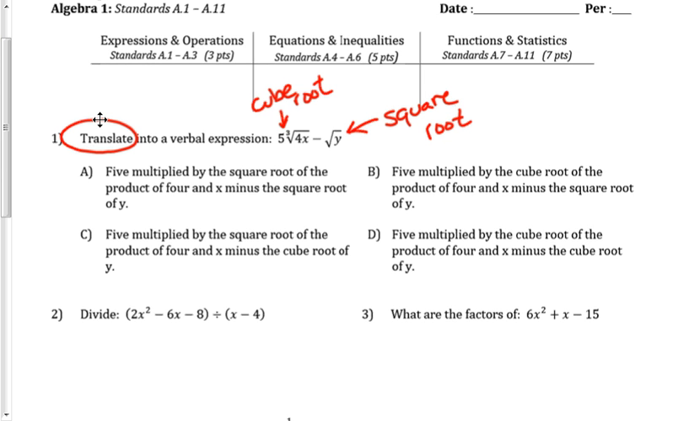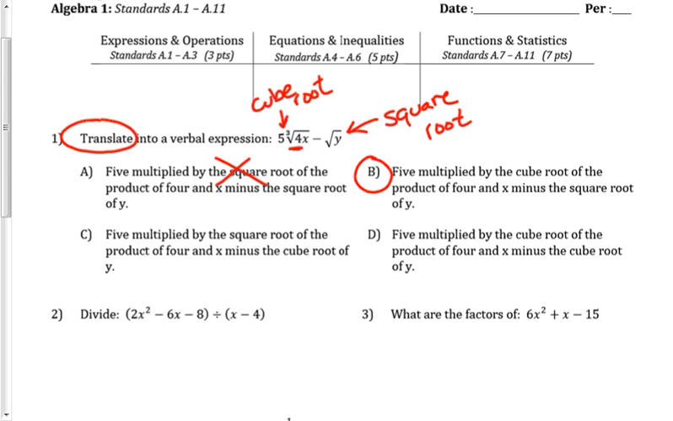So if we look through our answers, the first answer says 5 multiplied by the square root of the product of 4 and x. Well, as we said, it's a cubed root, so that one's not going to be right. B says 5 multiplied by the cubed root, so we're good there, of the product of 4 and x. Well, if you look inside the cubed root, we get 4x. Product means multiply, so we're good there. Minus the square root of y. That looks pretty good to me. I'm going to go ahead and select that for now. Let's go ahead and check the last two.